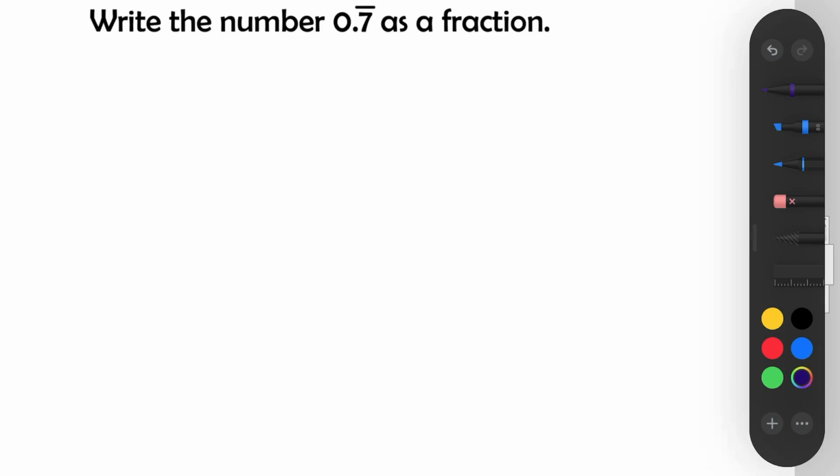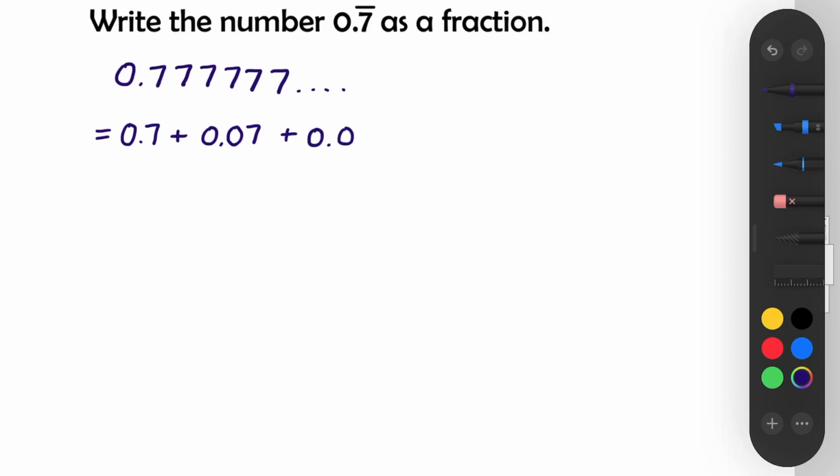Write the number 0.7 repeating as a fraction. This is actually an application of those infinite geometric series, and here's why. 0.7 repeating. If you're kind of smart about it, you could write that as 0.7 plus 0.07 plus 0.007. And each of these terms could just tack on another one of those 7s, if you know what I mean. And it would be an infinite sequence because those 7s go on forever.